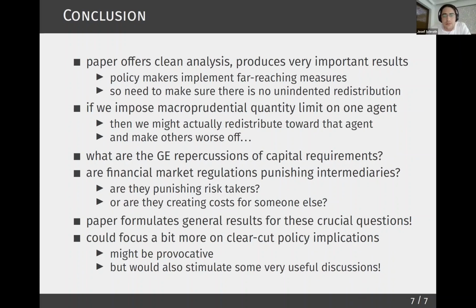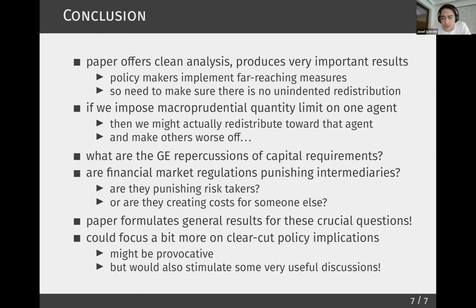So if we impose macroprudential quantity limits on one agent, we might actually make that agent better off, and we might make others worse off. We might want to know what the general equilibrium repercussions of capital requirements are. We might want to know whether financial market regulations are punishing intermediaries, whether they punish risk takers, or if they are creating costs for someone else.